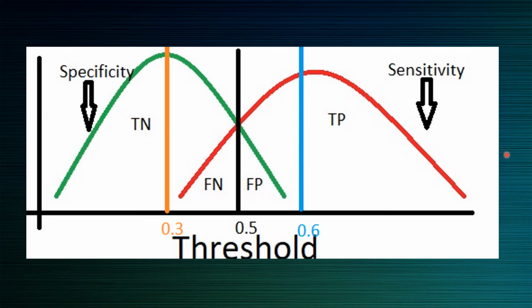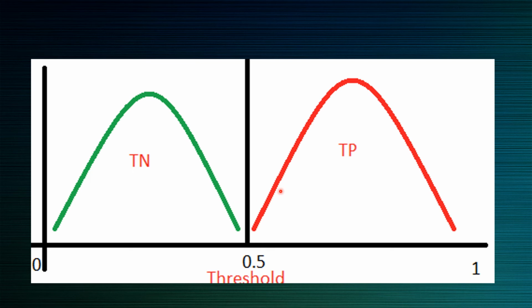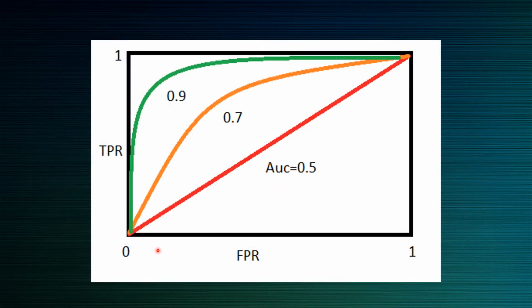Now let's look at the best fit curve. The best solution is when these two curves, your true negatives and true positives, are not overlapping each other. There is no error in this case. This is our best fit line. Now let's learn about ROC curve. When we plot our ROC curve, which is nothing but the relationship between false positive rate and true positive rate, we get an upward sloping curve.